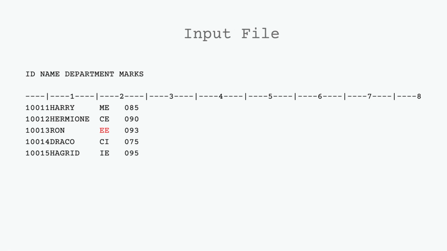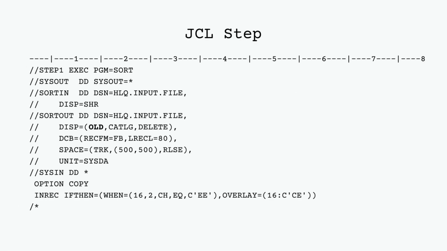To accomplish this, we can use the JCL sort step where we will pass the input file in input and output. Also, we will use the disposition as OLD to replace the content of the input file.